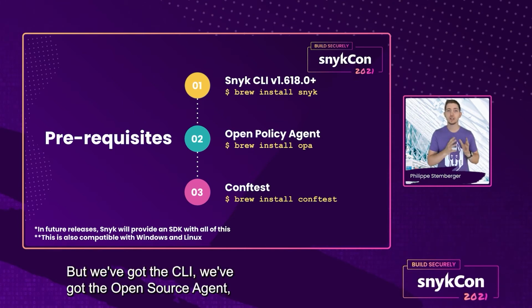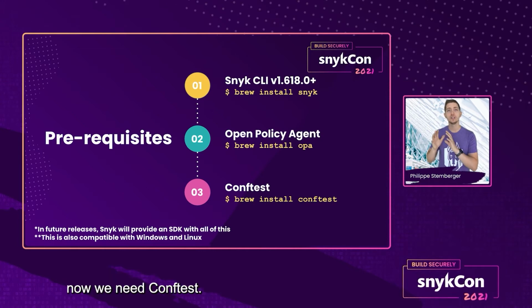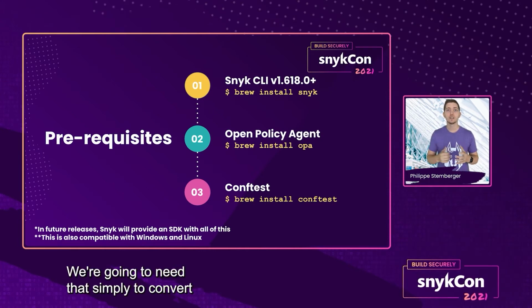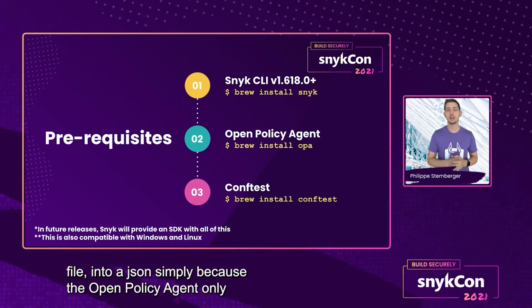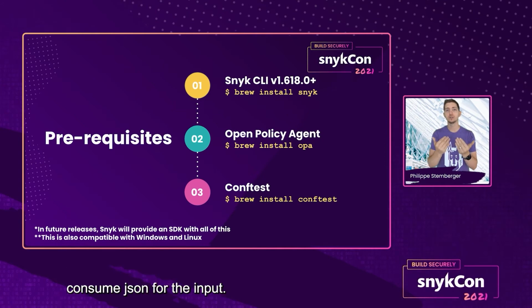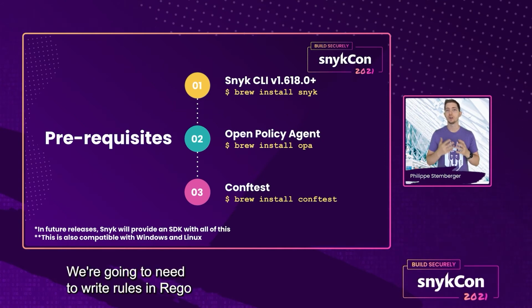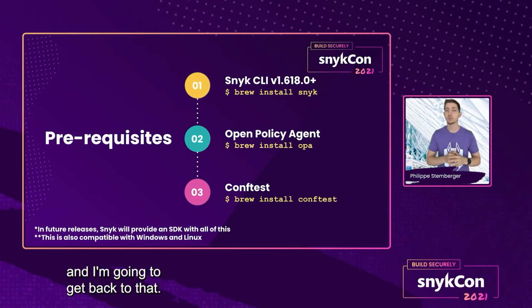But we've got the CLI, we've got the Open Policy Agent, now we need conftest. We're going to need that simply to convert our own configuration file, for example, a Terraform file, into a JSON, simply because the Open Policy Agent only consumes JSON for the input. We're going to need to write rules in Rego, and I'm going to get back to that.